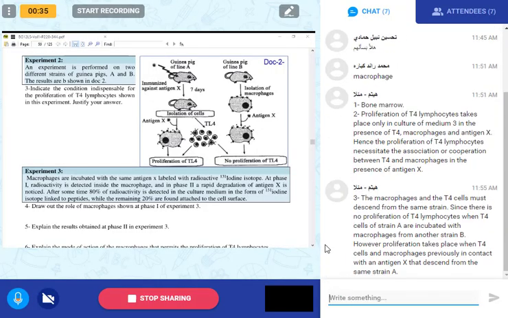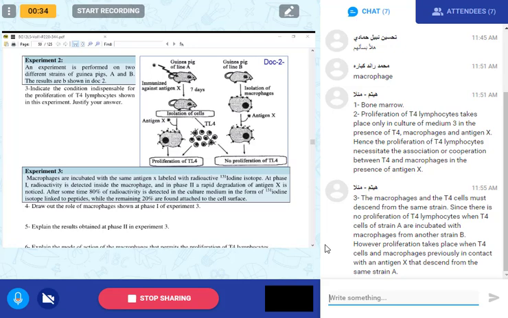يلا مريم, read this answer please. The macrophages and the T4 cells must descend from the same strain since there is no proliferation of T4 lymphocytes when T4 cells of strain A are incubated with macrophages from another strain B. However, proliferation takes place when T4 cells and macrophages previously in contact with an antigen X descend from the same strain A. From the same strain A. Okay.